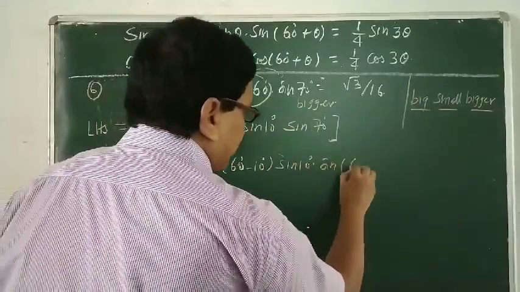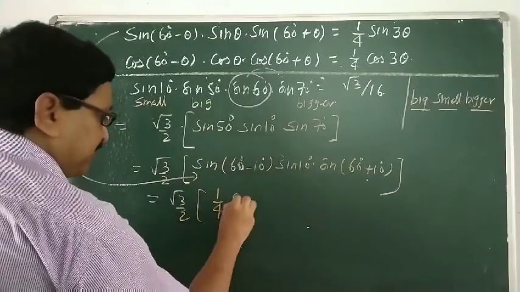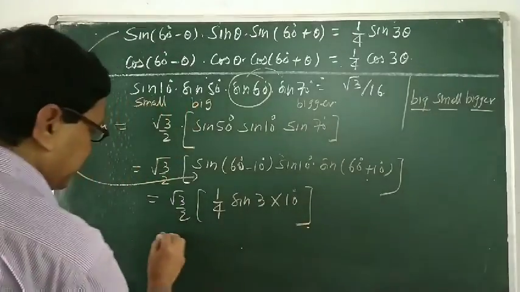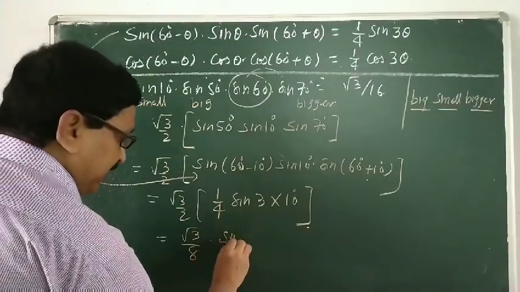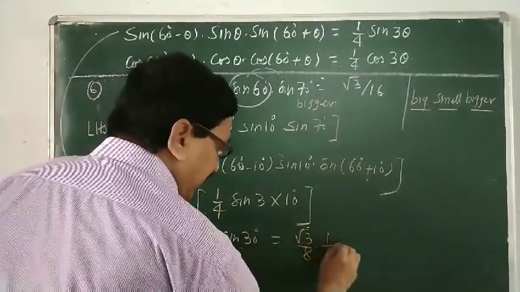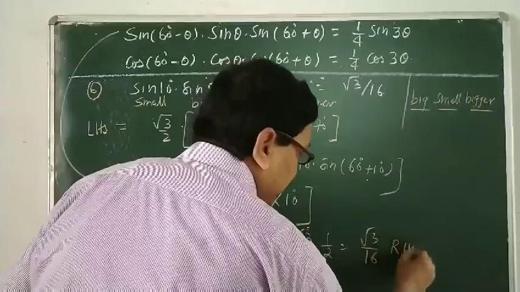So students, according to this pattern, the answer is root 3 by 2 and 1 by 4 sin 3 theta. Theta is 10 degree here. So just see, root 3 by 8 into sin 30. So this is root 3 by 8 into sin 30, which is half. So root 3 by 16 is proved.